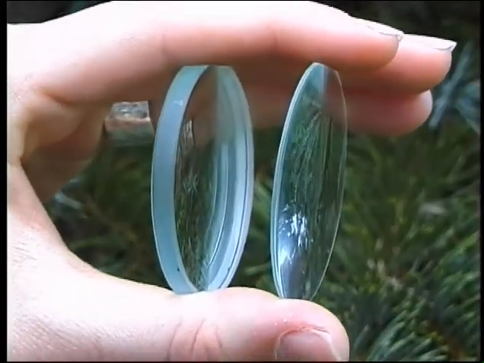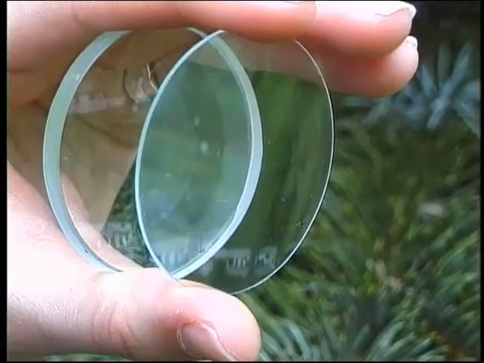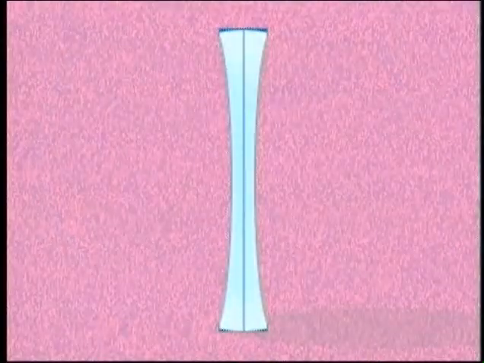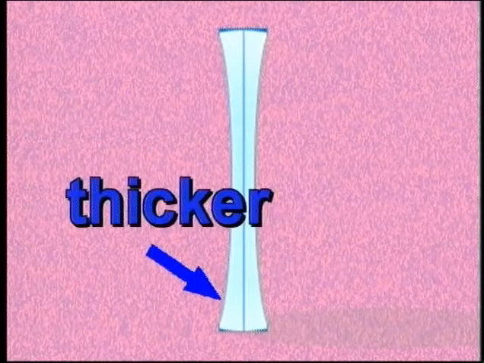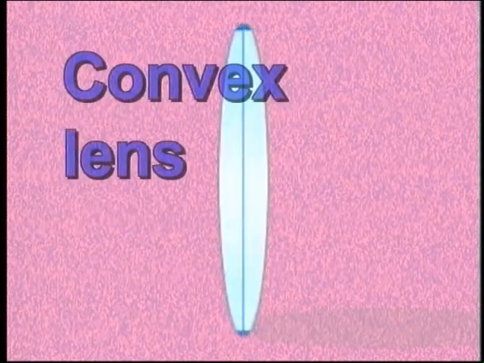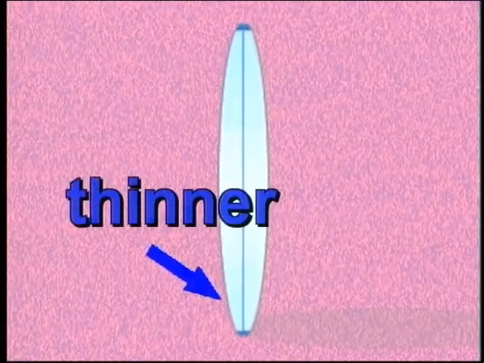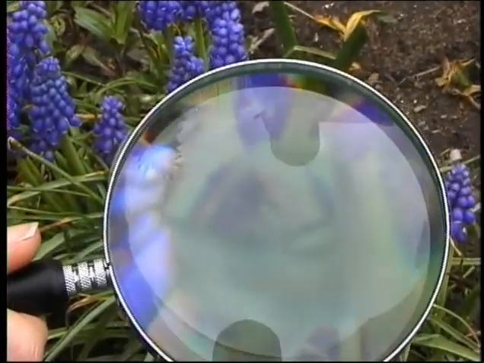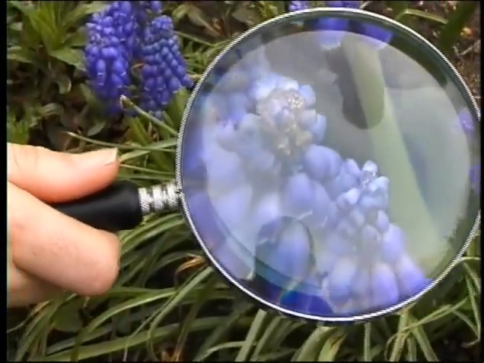There are two main kinds of lenses: concave lenses and convex lenses. Concave lenses are thinner in the middle and thicker at the edges. Convex lenses are thicker at the center than at the edges. This magnifying glass uses a convex lens and makes objects appear larger than they actually are.